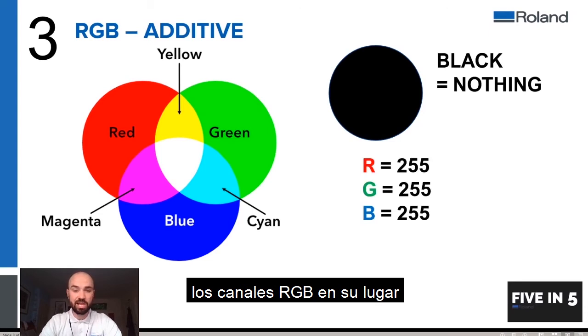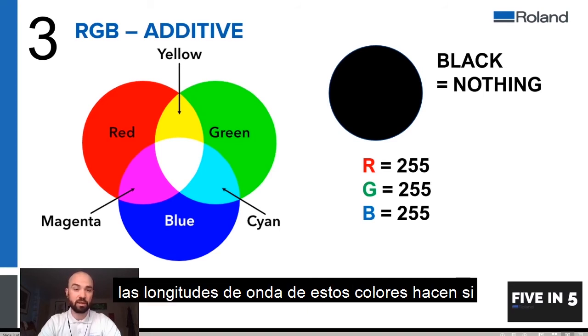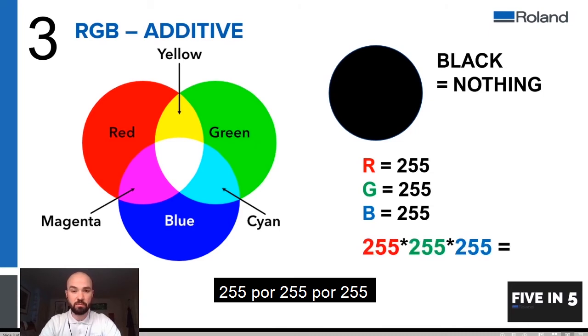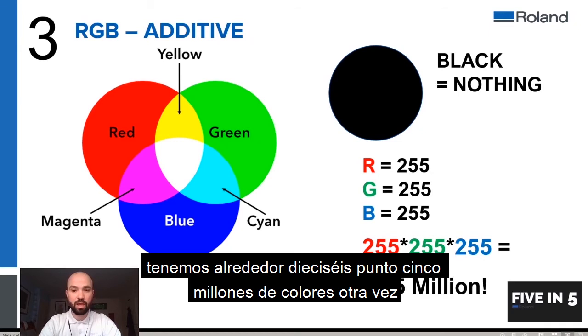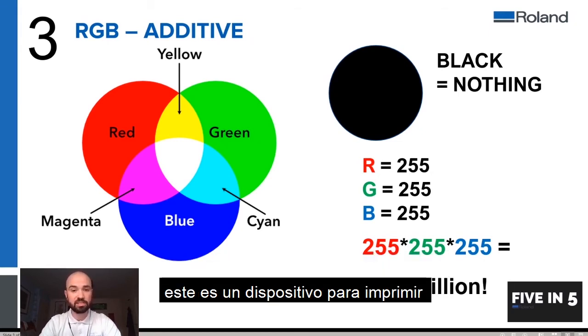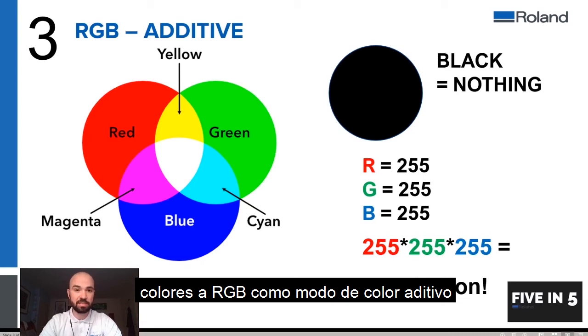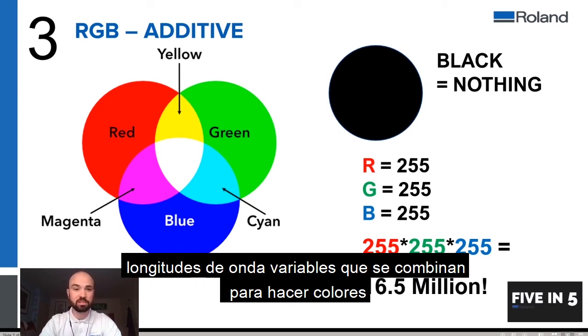The RGB channels, instead of going from 0 to 100, go from 0 to 255. These are referring to the wavelengths of these colours. So if we times 255 by 255 by 255, we have around 16.5 million colours. Again, this is device dependent, depending on the device that is going to be either reading or showing these colours. So RGB is an additive colour mode because we're adding light sources in varying wavelengths that combine to make colours.